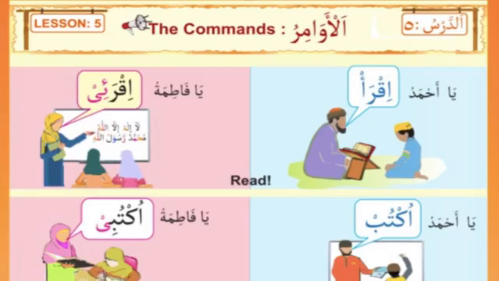Alright. So as you see in the picture on your right side, there is a teacher teaching a student. The student is a male, a boy or a male student. So the teacher is commanding the student to read. So read, you read. How do we say in Arabic? We say iqra. Iqra means you read. You, one man or a boy or a male, read.